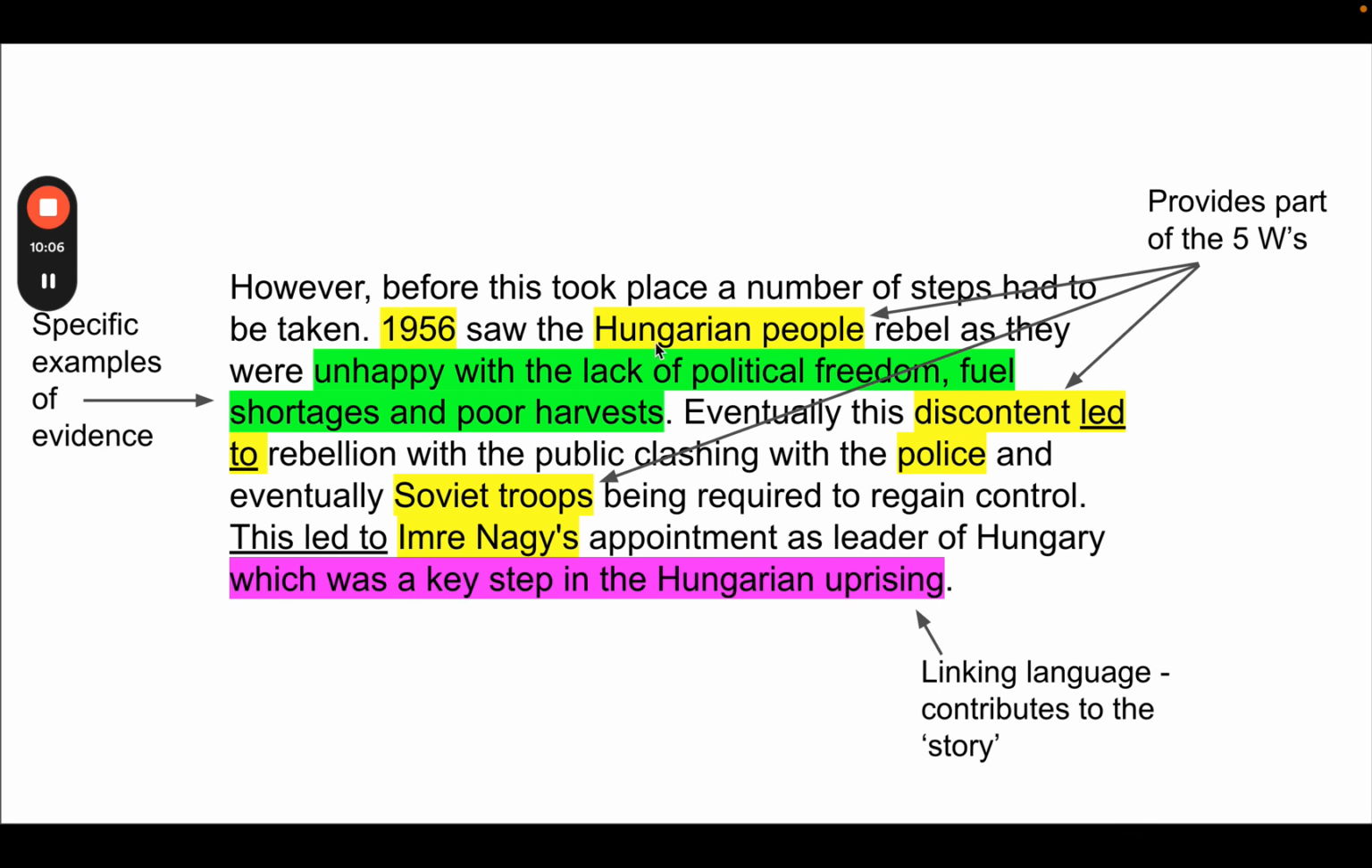1956 saw the Hungarian people rebel as they were unhappy with the lack of political freedom, fuel shortages, and poor harvests. Eventually, this discontent led to rebellion, with the public clashing with the police and eventually Soviet troops being required to regain control. This led to Imre Nagy's appointment as leader of Hungary, which was a key step in the Hungarian Uprising. So once again, continuing to set the scene with the 5 Ws, giving specific evidence, and also making sure at least once I use that linking language, as well as generally linking it to the wider narrative at play here, the Hungarian Uprising.